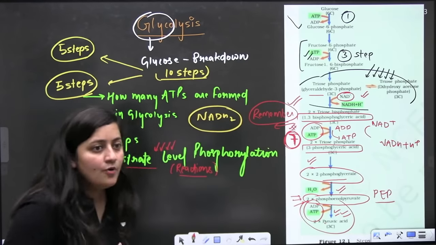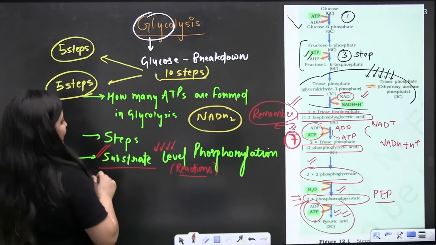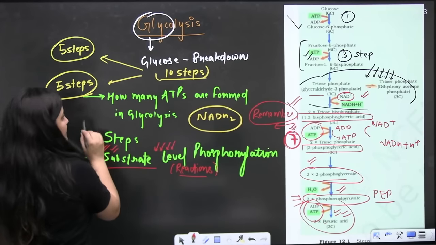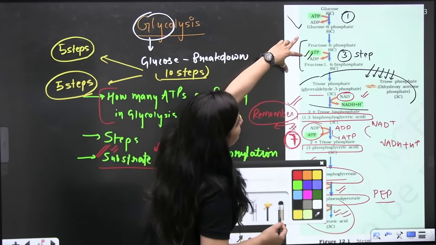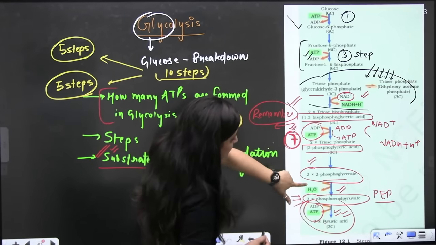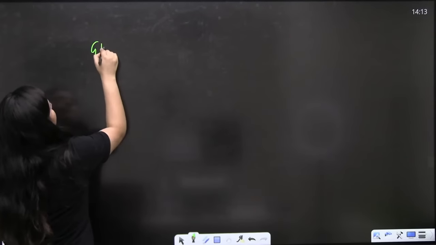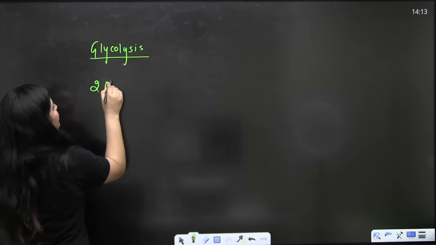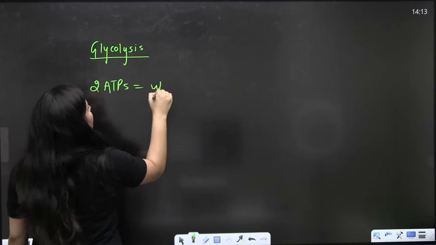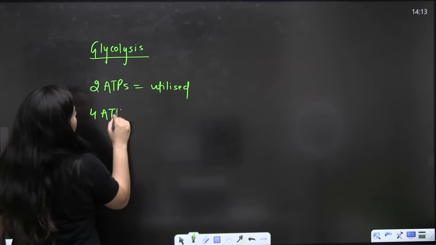Okay. So how many steps are there where the substrate level phosphorylation will be there in glycolysis? Secondly, you have to remember those steps. Third, how many ATPs are formed? So just look at it, bache. Two ATPs are utilized. Two ATPs will form. Basically, not two ATPs, four ATPs. So in glycolysis, two ATPs are utilized, four ATPs are formed.